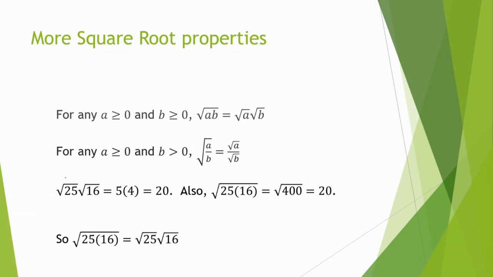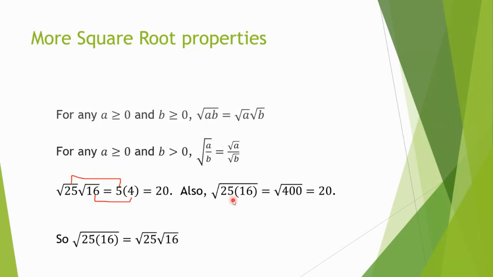Okay, the square root of 25 is equal to 5. We did see that from before. Again, it's because 5 squared is 25 and 5 is non-negative. The square root of 16 we saw is 4, because again, 4 squared is 16 and 4 is non-negative. So this product here is 5 times 4, which is 20.